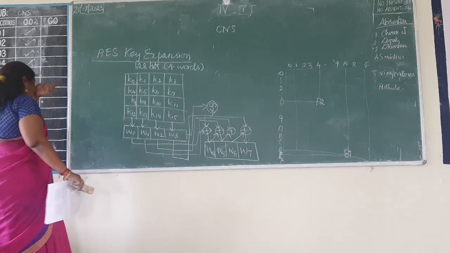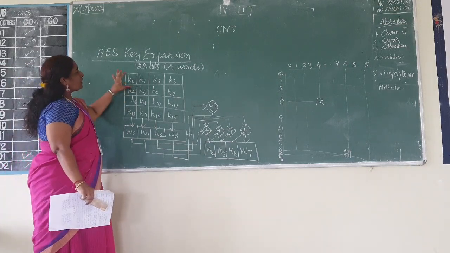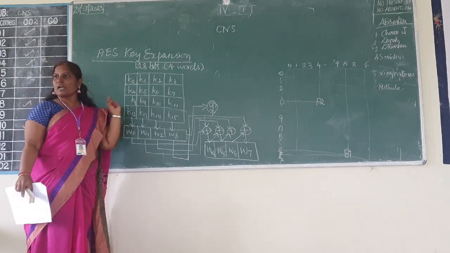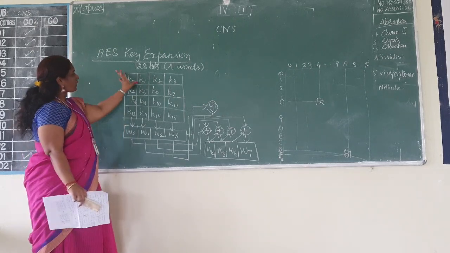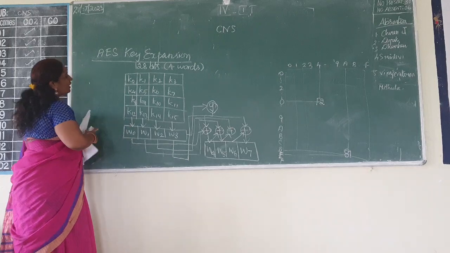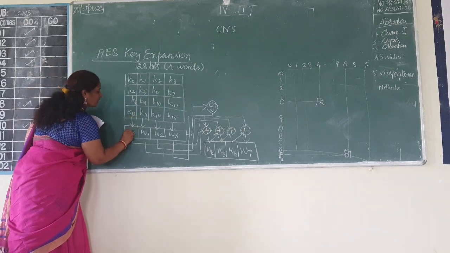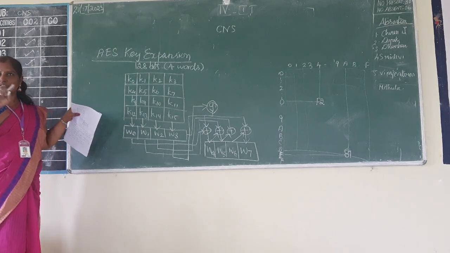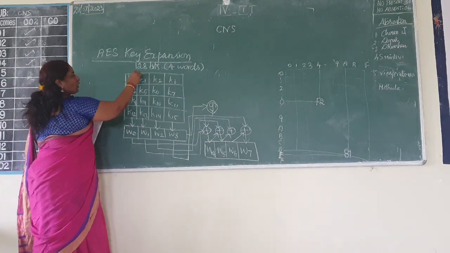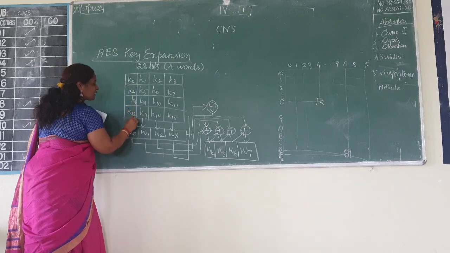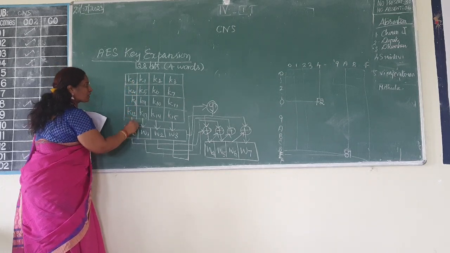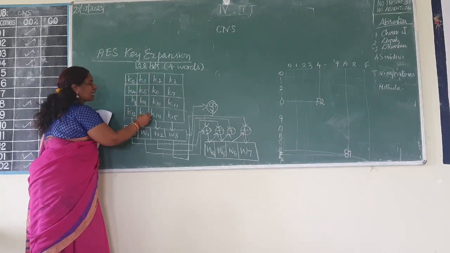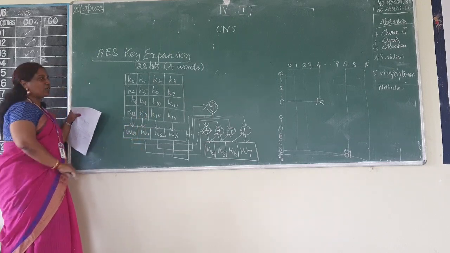Okay, as I told, it will be considered as a word at a time. A block of one column will be taken and it is viewed as W0, the first word. We don't see it as a row, only as a column. K0, K4, K8, K12 is viewed as W0. Similarly, K1, K5, K9, K13 is viewed as W1.